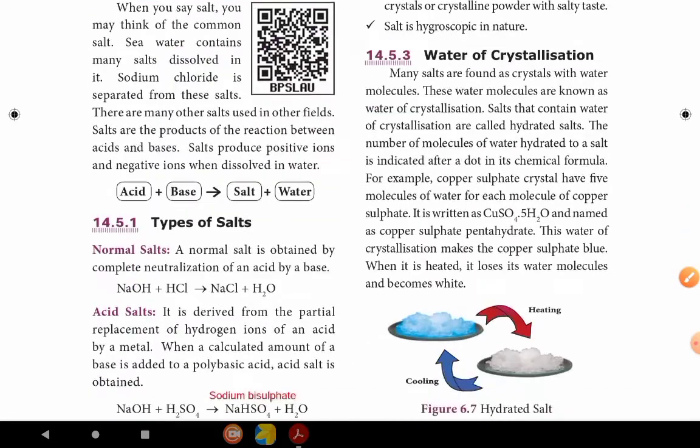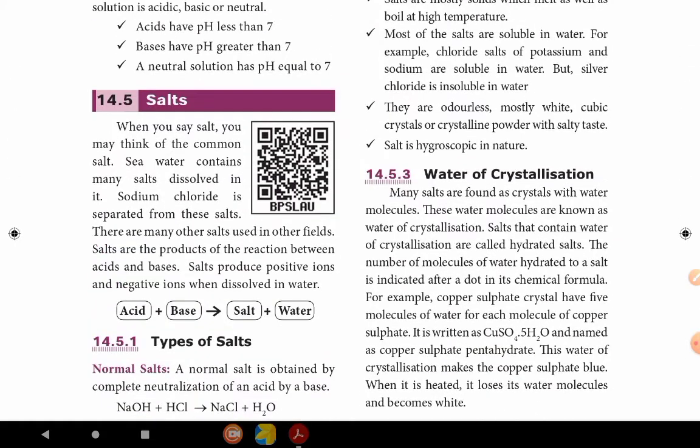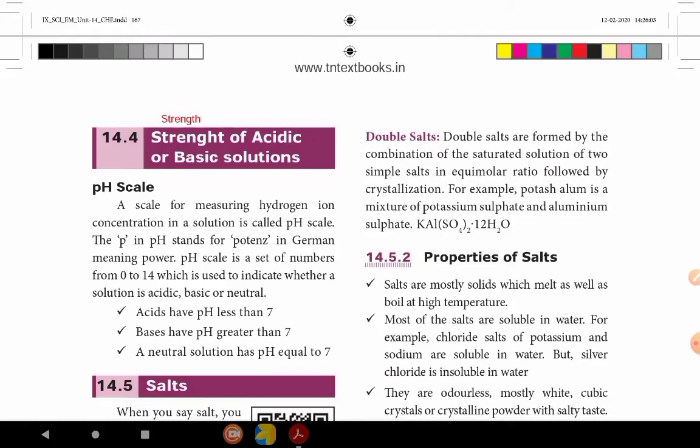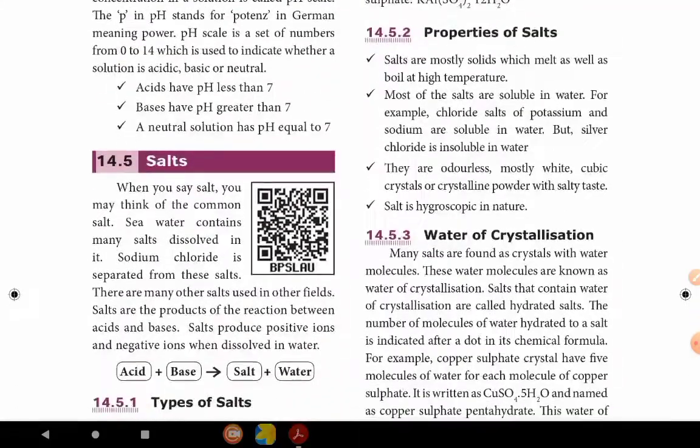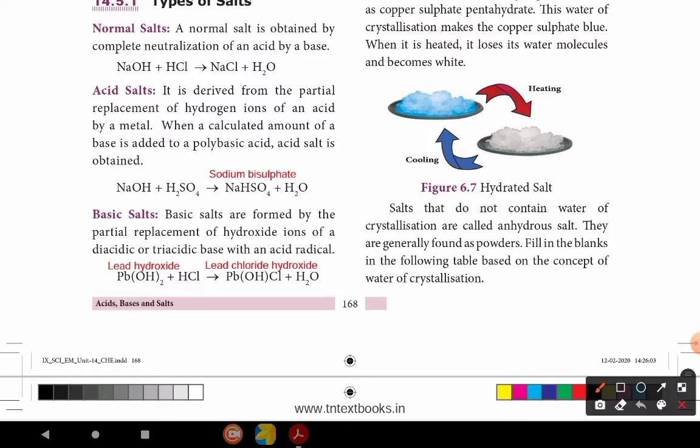Now let's go on to the types of salts. What types of salts are there? The types of salts: normal salts, acid salts, basic salts. That's what we are going to see. And you have double salts. Next one is double salt. So what is a normal salt? Let's see what is a normal salt.